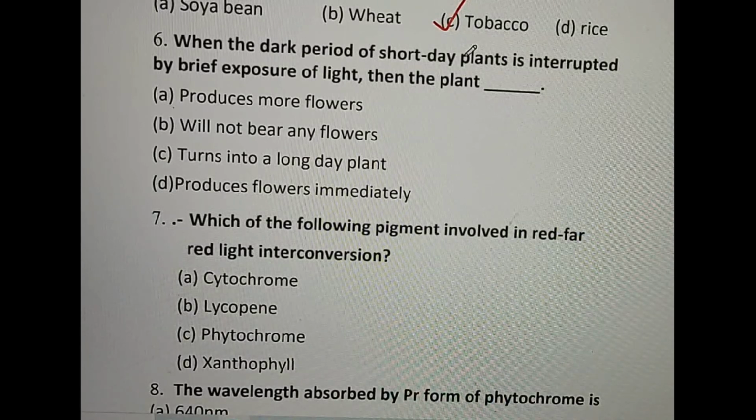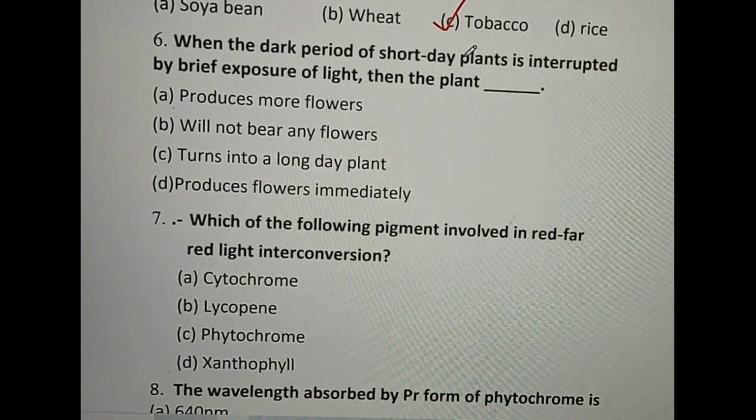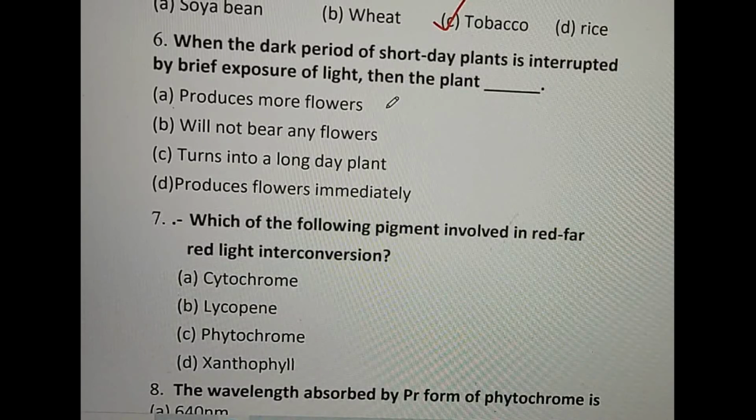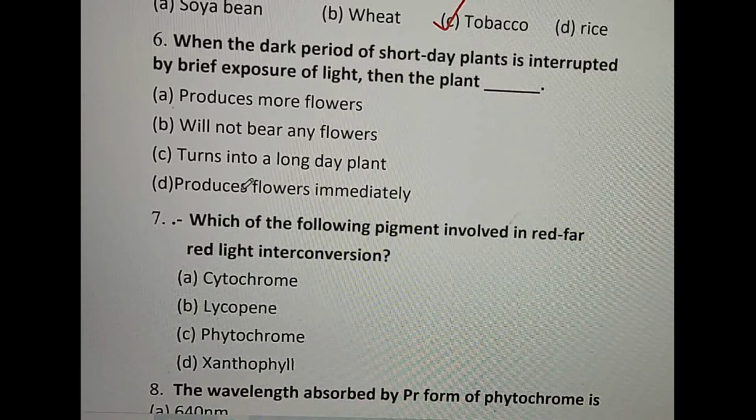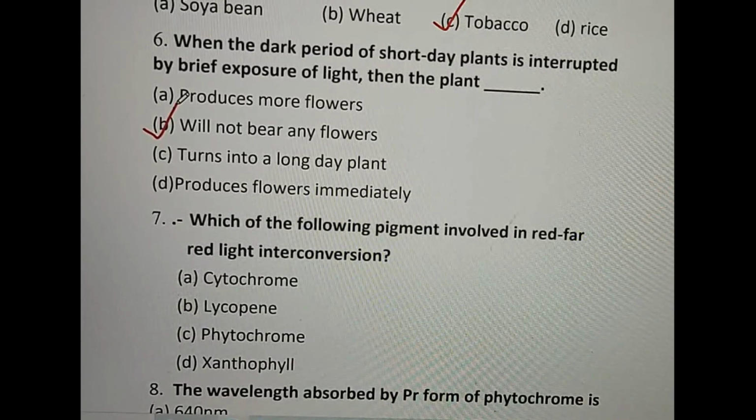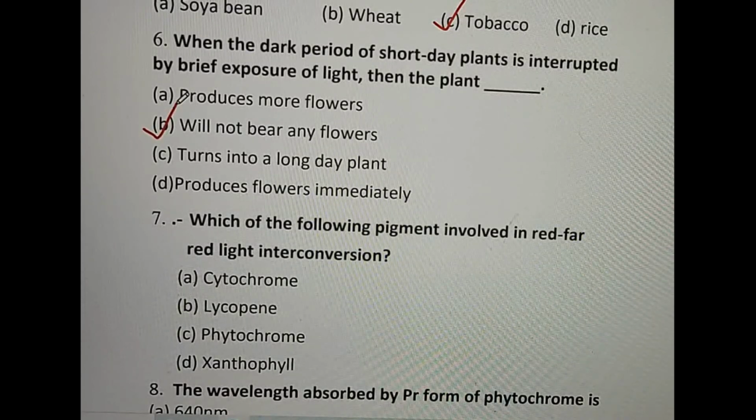Next question. When the dark period of short day plant is interrupted by brief exposure of light, then the plant produces more flower, will not bear any flower, turns into a long day plant, produces flower immediately. We know that dark period of short day plant is very important for it to flower. When it is interrupted, the short day plant will not bear any flower. So, right answer is B.